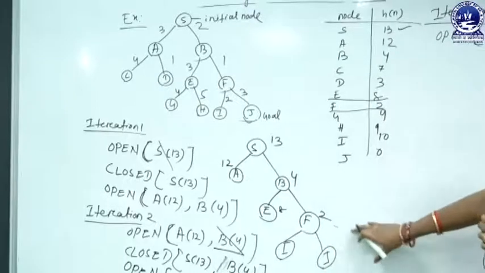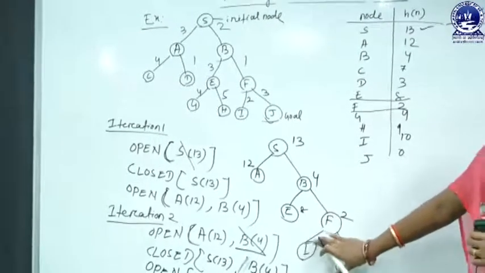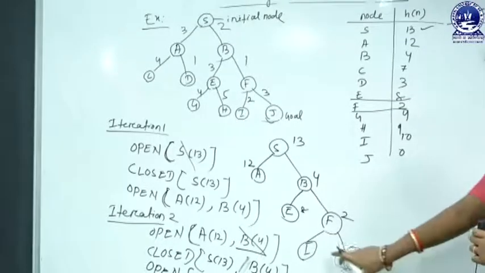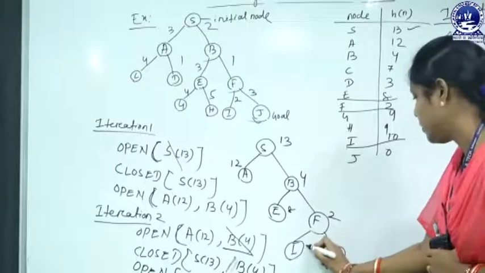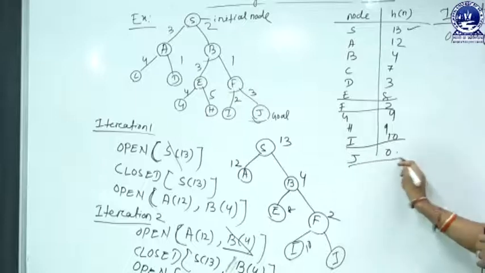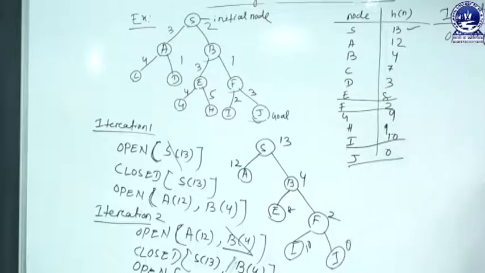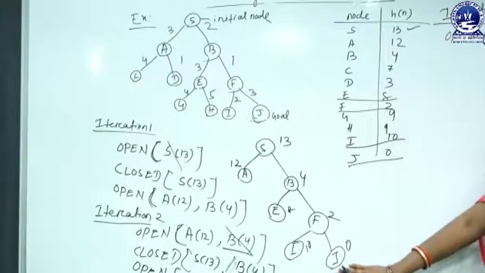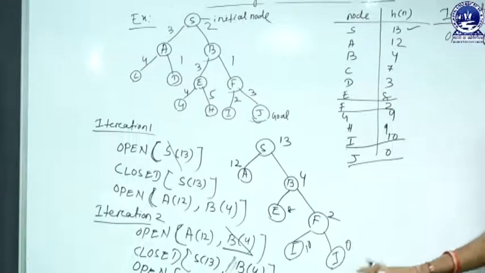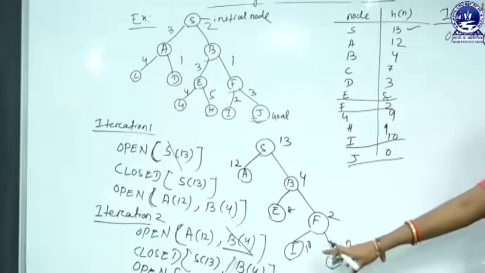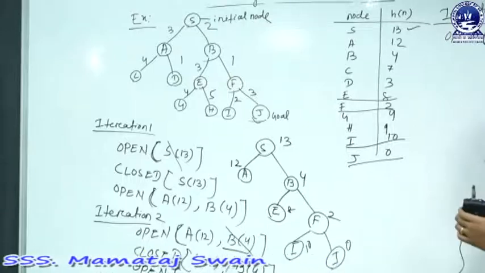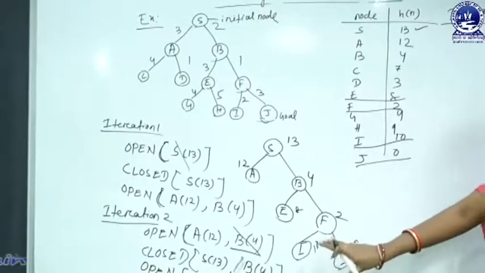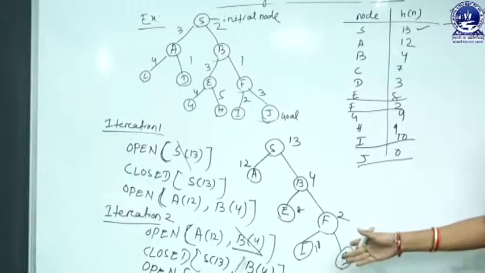After generating the successors of node F, you check the evaluation function value for its successors. Here for I the evaluation function value is 10, and for J the evaluation function or heuristic value is 0. After checking the evaluation function value, you check whether these 2 nodes are present in your open list or closed list. But they are not present, so we add these 2 nodes to our open list.